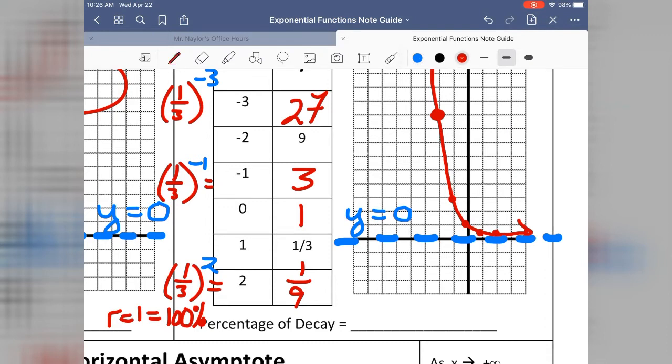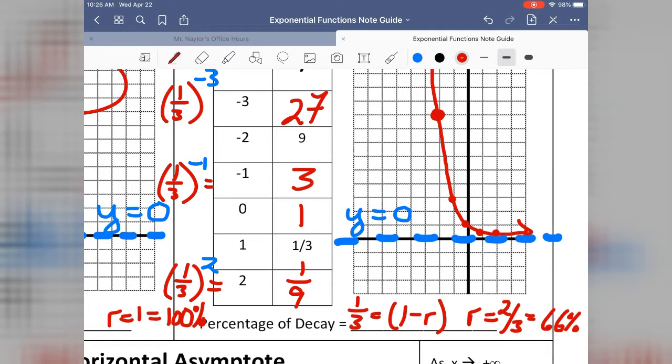Remember, the base was equal to 1/3, but 1/3 can also equal 1 minus r. The question here is what r value would give us 1/3? Well, that r value would have to be 2/3, which is the same as 66%.